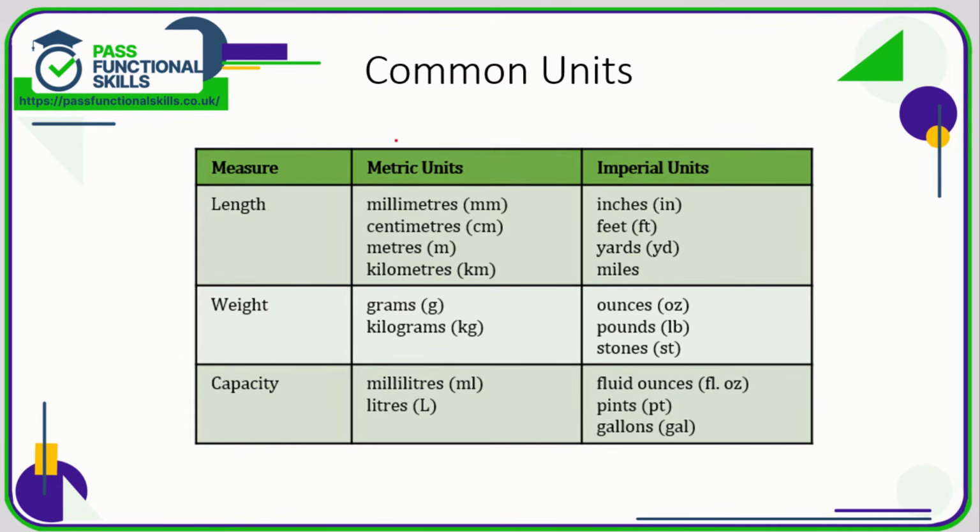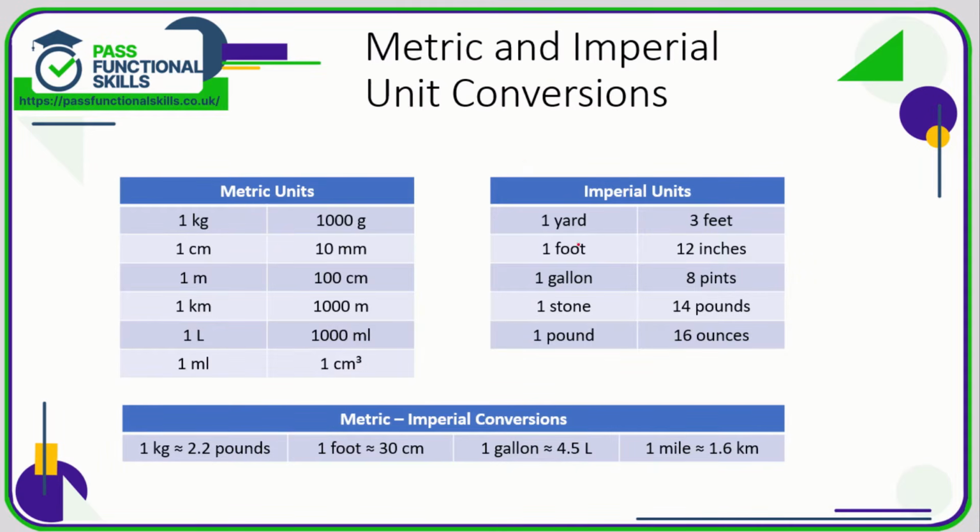I'd focus all your revision efforts on metric though. So these are some of the conversions you need to remember. Again, I wouldn't stress too much about the imperial at all. If there's any questions involving imperial units, then they will probably give you the conversion rates. But you're expected to know that 1 kilo is 1000 grams. 1 centimetre is 10 millimetres. 1 metre is 100 centimetres. A kilometre is 1000 metres.